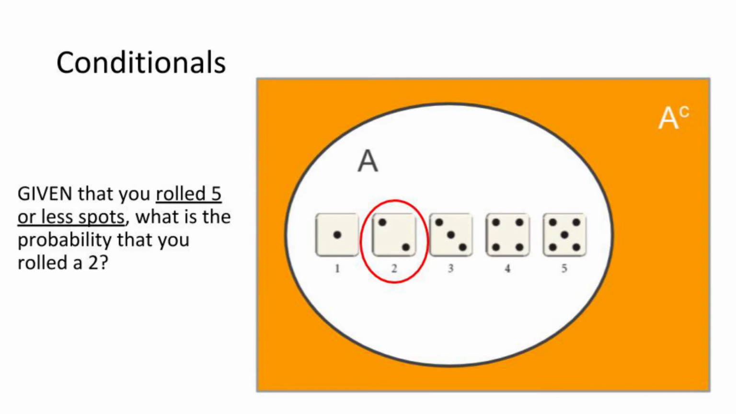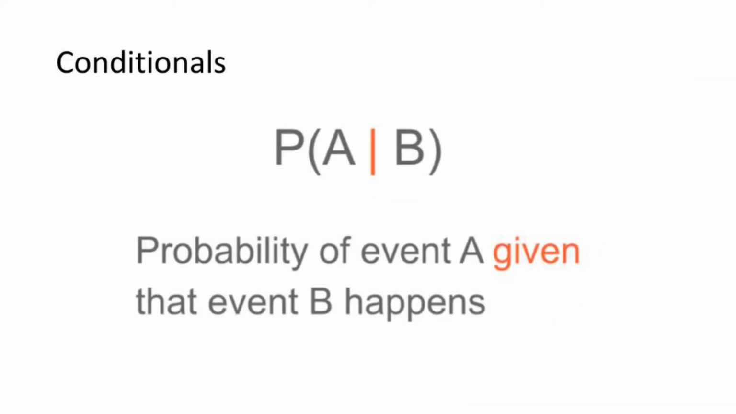Now let me shift gears into conditional probability. Given that you rolled a 5 or less, what is the probability that you rolled a 2? Now this is slightly more interesting. A conditional probability is written out like this. This says the probability of event A occurring given that event B happens. The bar in between means given in statistics. And the conditional event, in this case B, always comes after the bar.